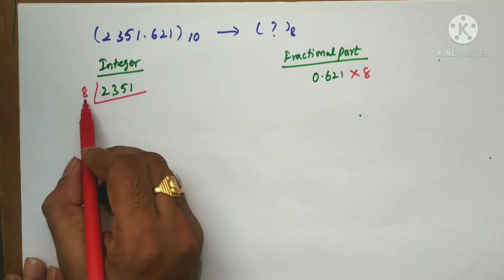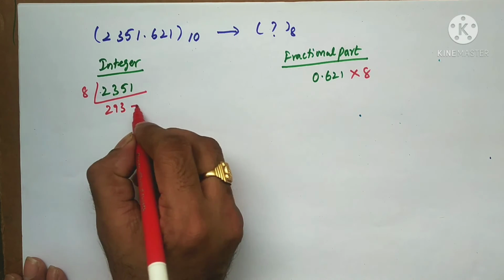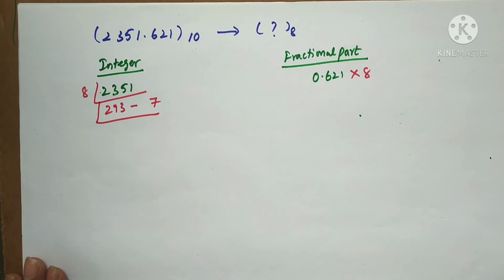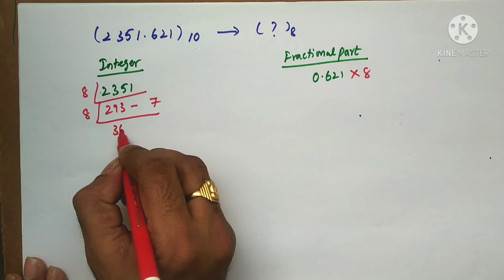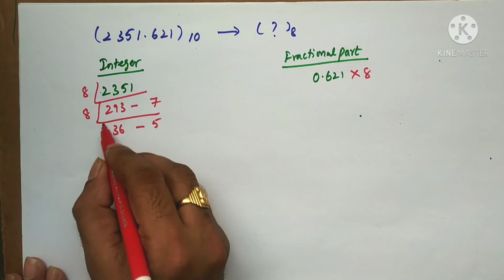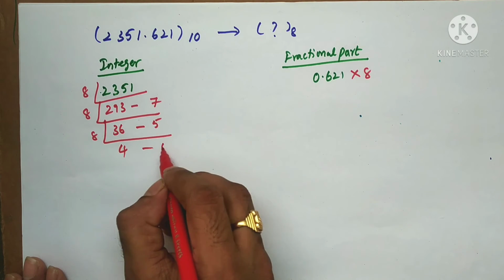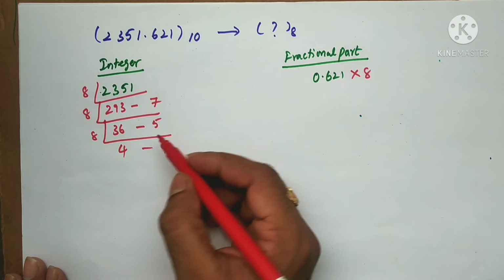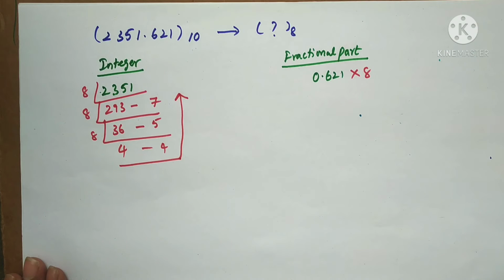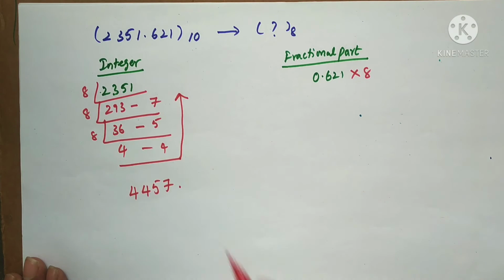2351 divided by 8, the answer is 293 with remainder 7. Now again 8 36s will go, with remainder 5. Again 8 4s are 32, remainder is 4. So you have to take the remainders from bottom to top. So for the integer part the value is 4457.